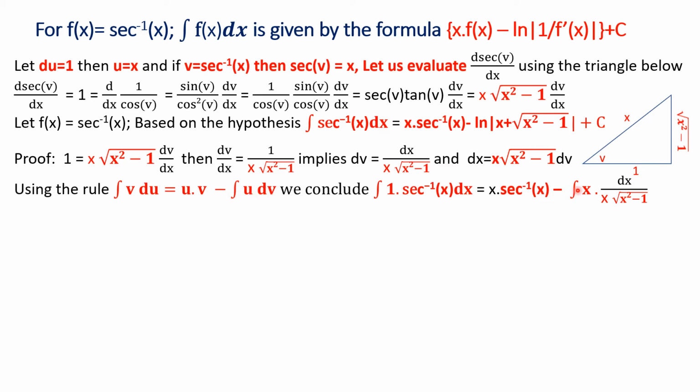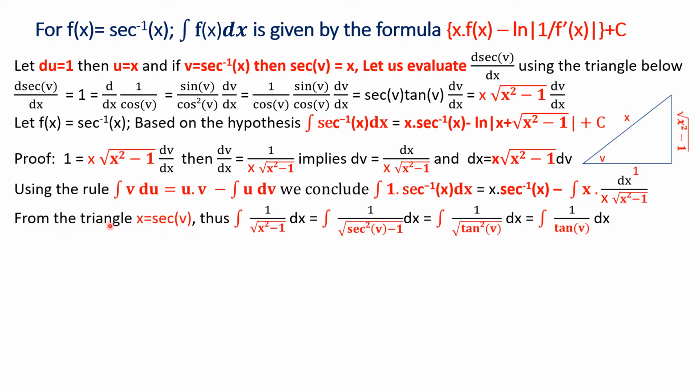Our u is x, and we said that dv is equal to dx divided by x multiplied by square root of x squared minus 1. So this is our dv and this is our u. Now we can see that the x will cancel the x and we will be left with integration of dx divided by square root of x squared minus 1.